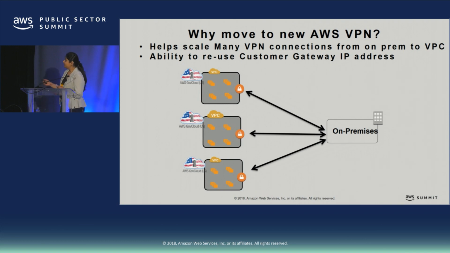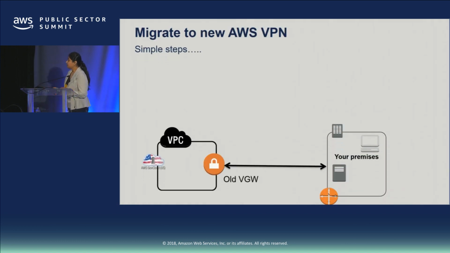And in addition, the new VPN solution is a FIPS compliant solution. So with that, if you want to migrate to the new VPN solution, it's just a few simple steps away. So let's start with the assumption that this is your existing VPN connection.